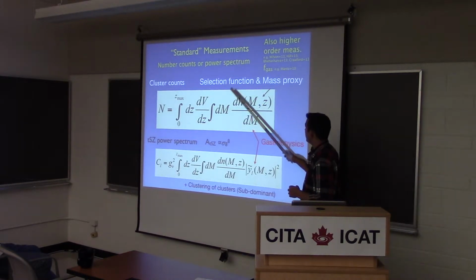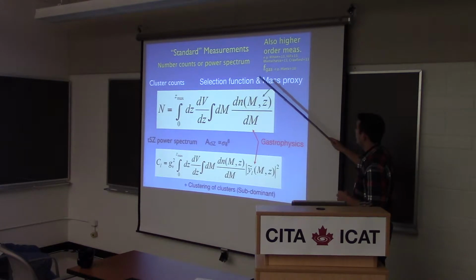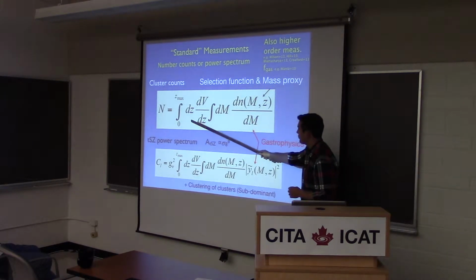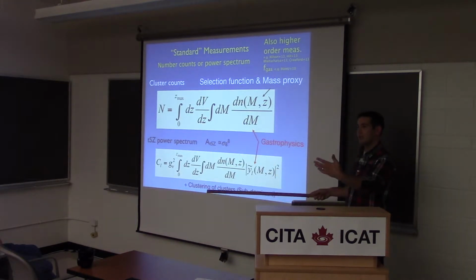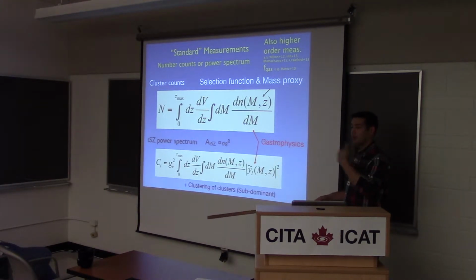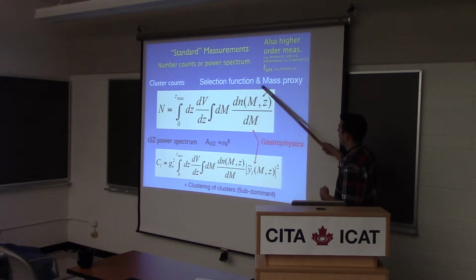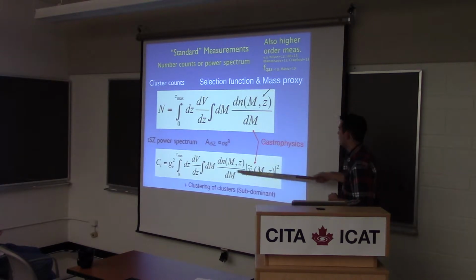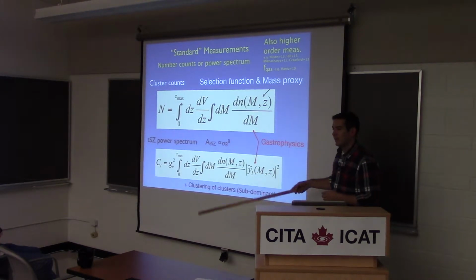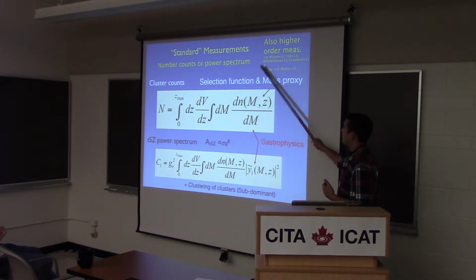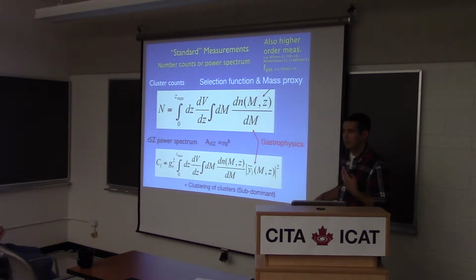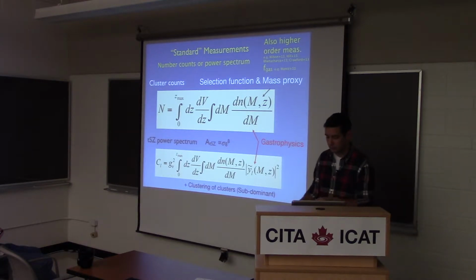Right. So when you're counting clusters, you also need to know about your selection function. So what clusters are you selecting? Do you have a nice mass threshold, or I guess observable threshold, and how does that translate again into mass? So this is where all your modeling and systematic errors come into your cosmological constraints. And these are very sensitive to your underlying model of astrophysics that you assume.